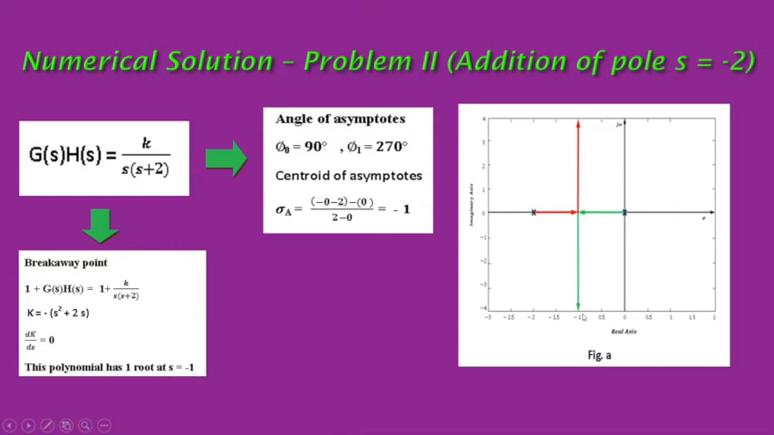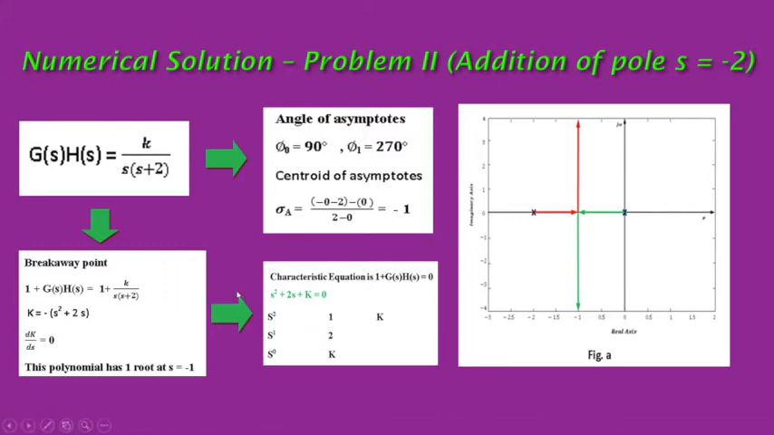That means S equal to minus 1 is the break-even point because this point lies on the root locus. So here the centroid and this break-even point are at the same point. Then root locus departs from this minus 1 and moves to infinity along this asymptote. So as you can see, the root locus is symmetrical about the real axis.